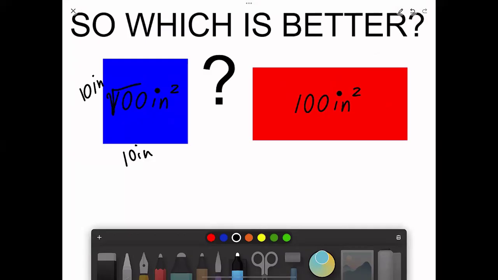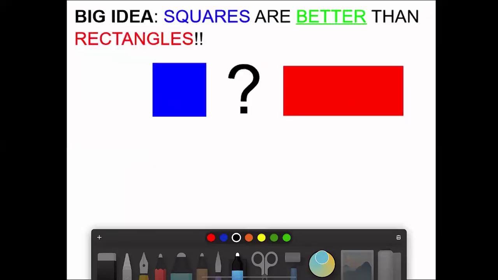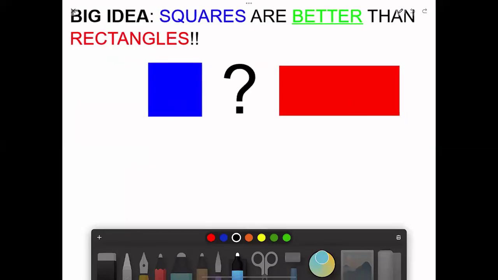Now, even if we were to constrain the sides and say they have to be integers, we still don't have any idea. It could be 1 times 100, it could be 2 times 50, it could be 25 times 4, it could be any of those things. It could be even 10 times 10. We don't know. So it's better to have squares than rectangles, and squares are generally better than rectangles. So I hope that I proved that to you.